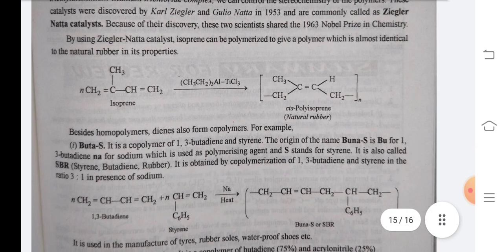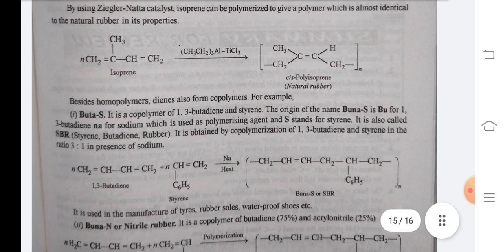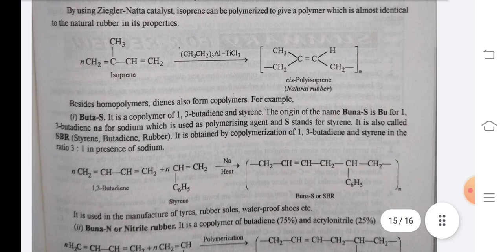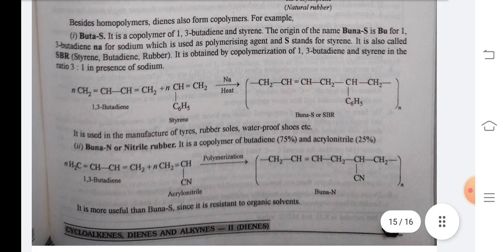Besides homopolymers, dienes also form copolymers. For example, Buna-S. It is a copolymer of 1,3-butadiene and styrene. The origin of the name Buna-S is: Bu for 1,3-butadiene, Na for sodium, which is used as the polymerizing agent, and S stands for styrene. It is commonly called SBR, styrene butadiene rubber. It is obtained by copolymerization of 1,3-butadiene and styrene in the ratio 3:1 in the presence of sodium. It is used in the manufacture of tires, rubber soles, waterproof shoes, etc.